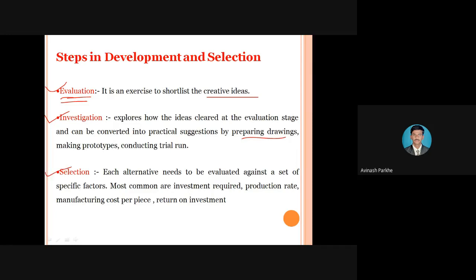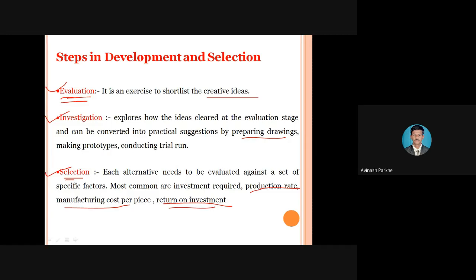Then third is called select. Once the detailed investigation is carried out on both ideas, out of those both, again we have to select only a single idea. Therefore, the third step is represented by select. But during that selection, we have to focus on a number of points. We have to focus on the production rate of idea number 1 or idea number 2. Then the manufacturing cost of idea number 1 and idea number 2. Then the total investment required for idea number 1 and idea number 2.